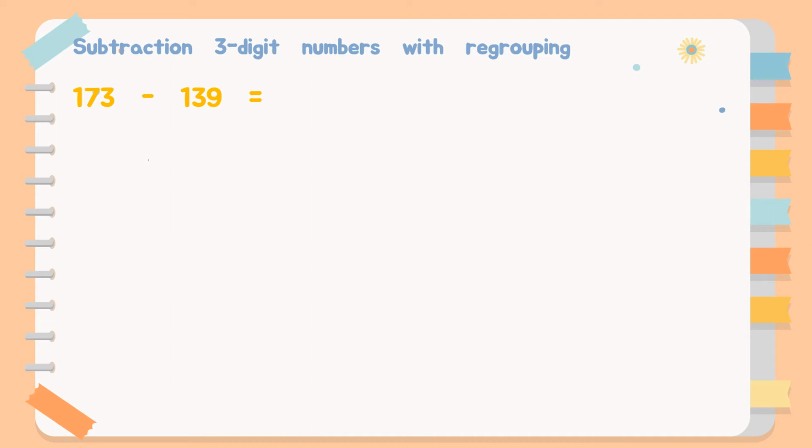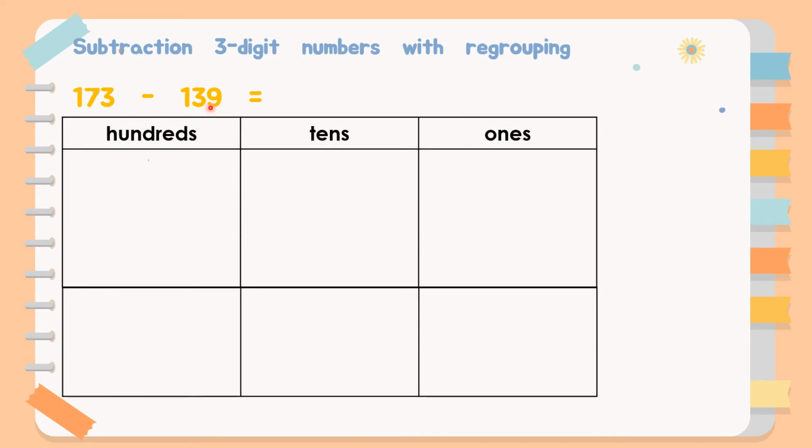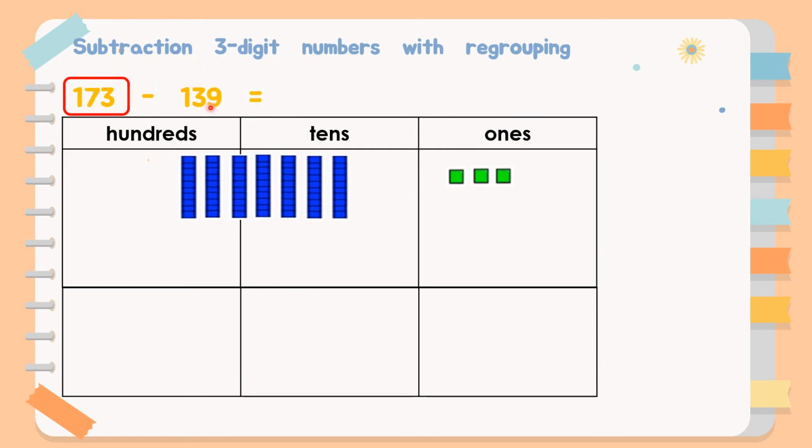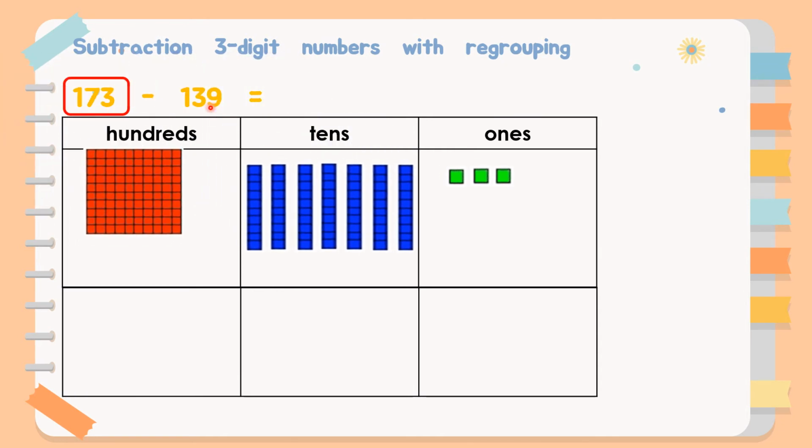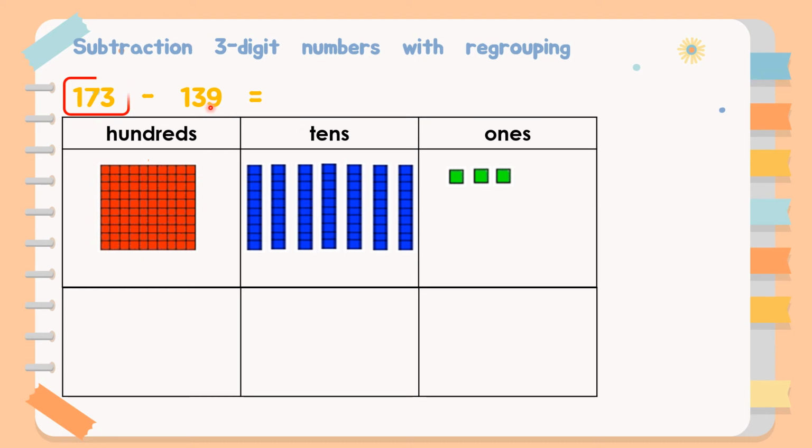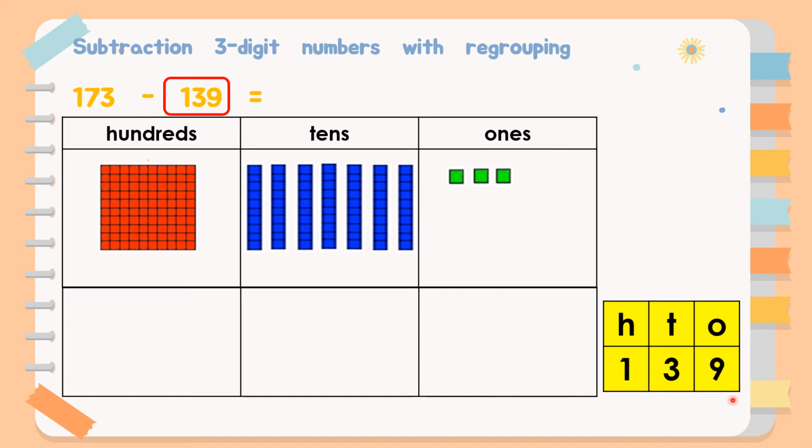Now, let's look at another example. Subtraction of 3-digit numbers with regrouping. 173 minus 139. We can use blocks or 100 squares to represent 173. Let's fill in 173 in the box. Start from 3 in ones, 7 in tens, and 1 in hundreds. Let's subtract 139.